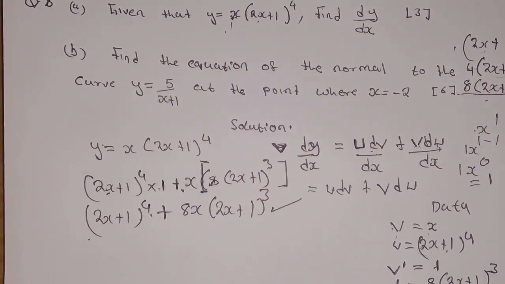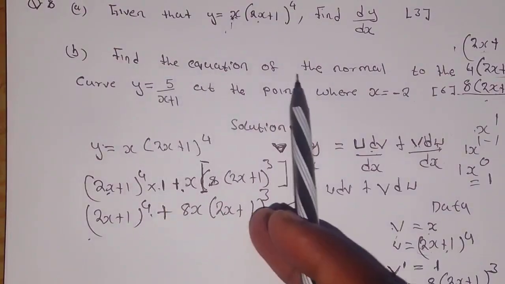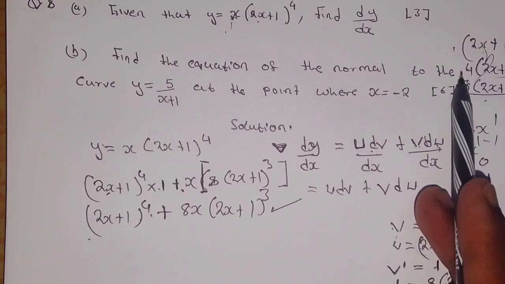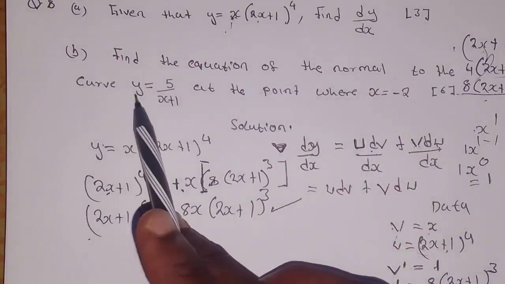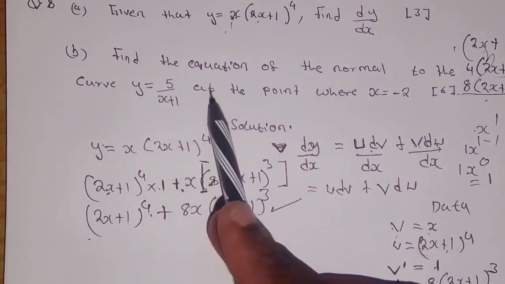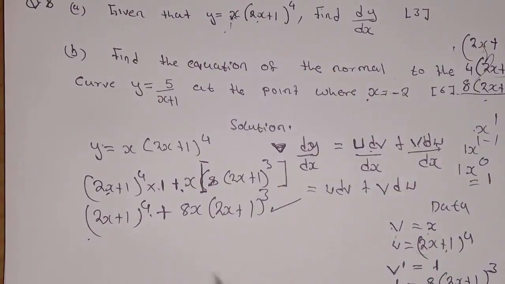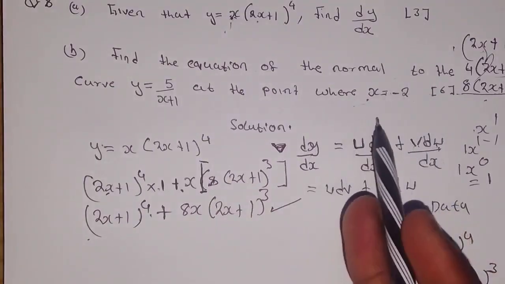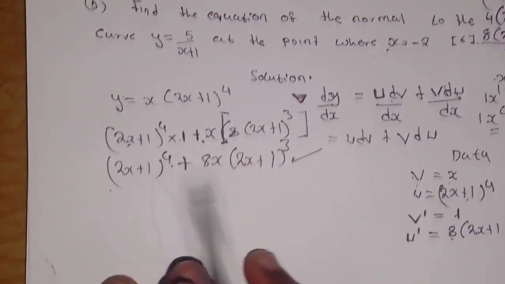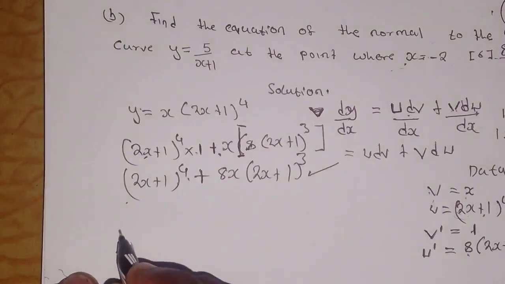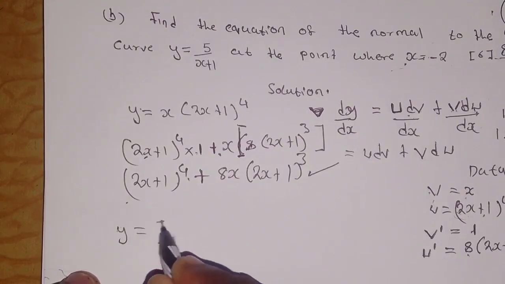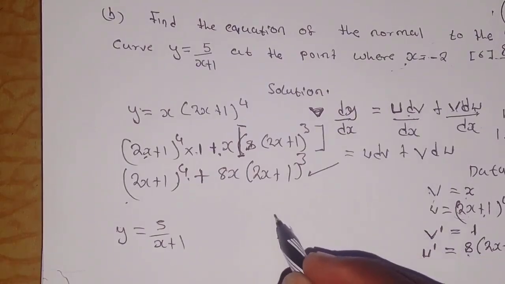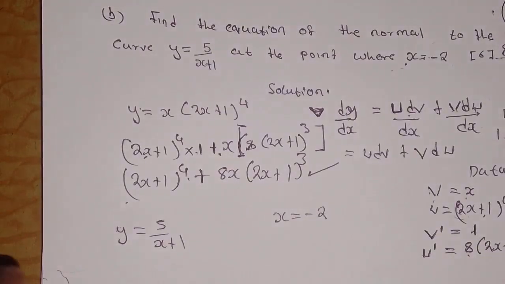Okay, let's now proceed to the second question, which reads: find the equation of the normal to the curve y equals 5 over x plus 1 at the point where x is equal to -2. So we're finding the equation of the normal at a point where x is equal to -2. So this is the curve that we have, y is equal to 5 over x plus 1.